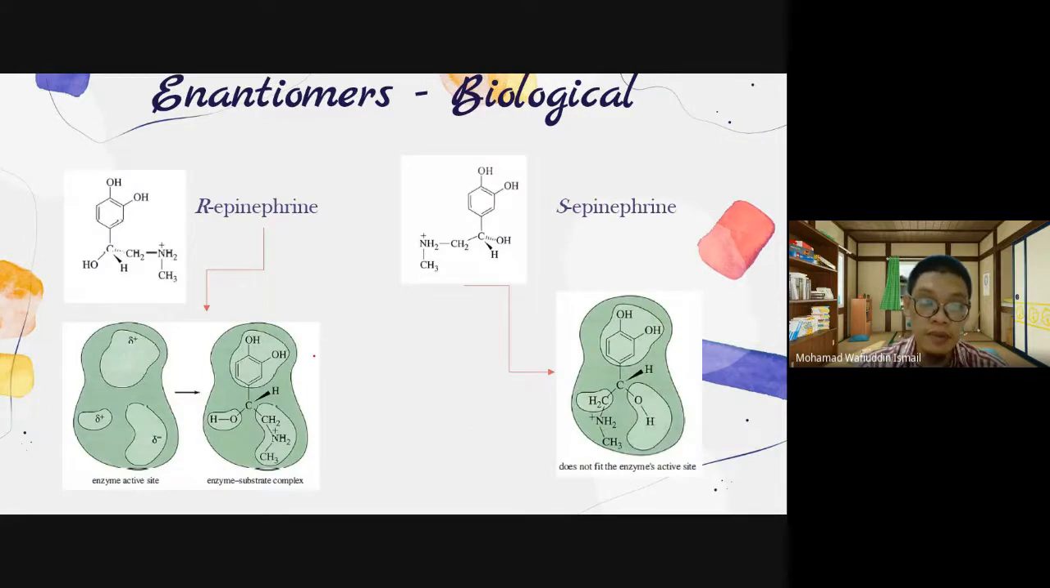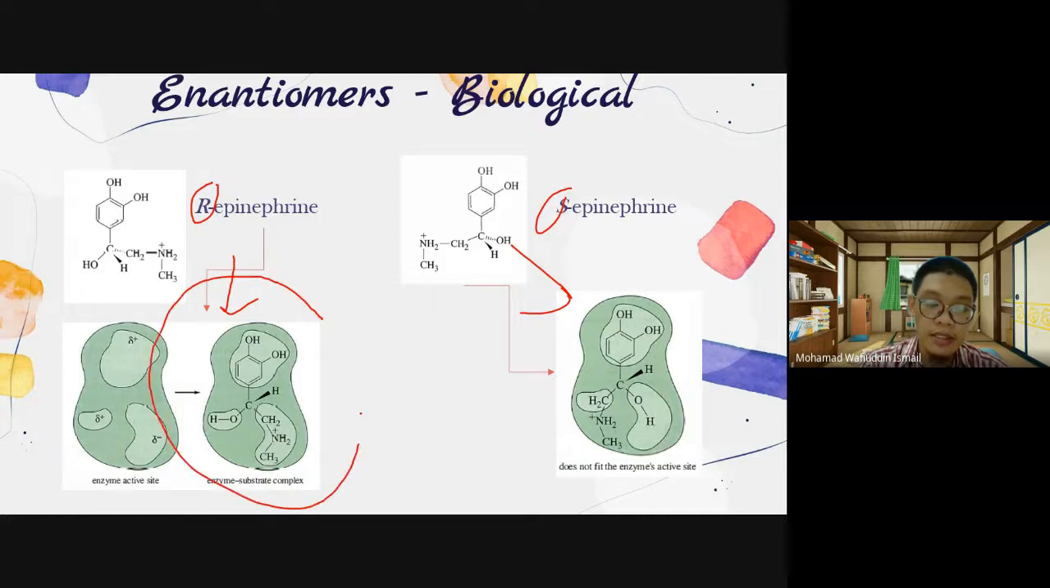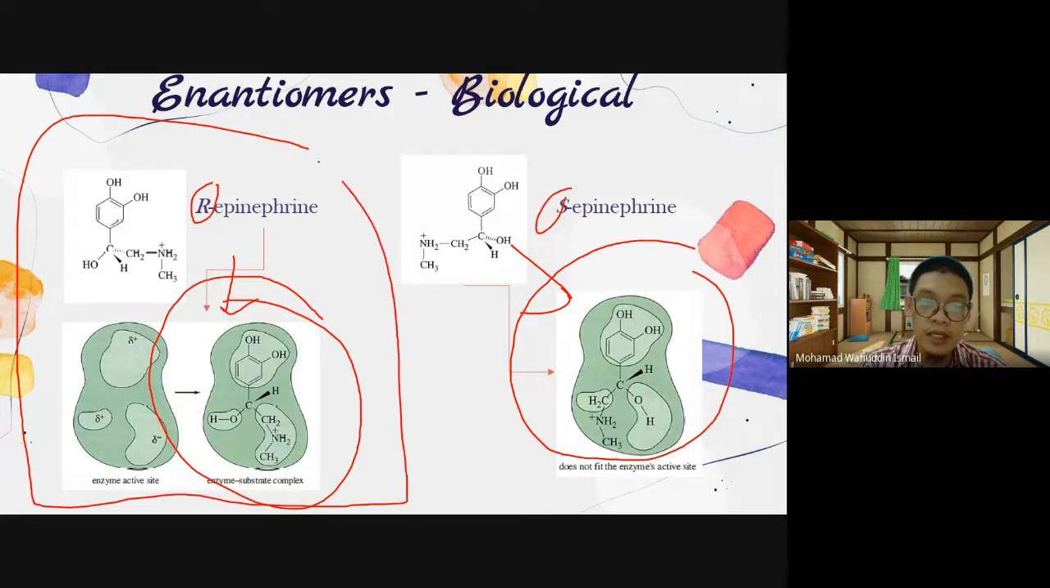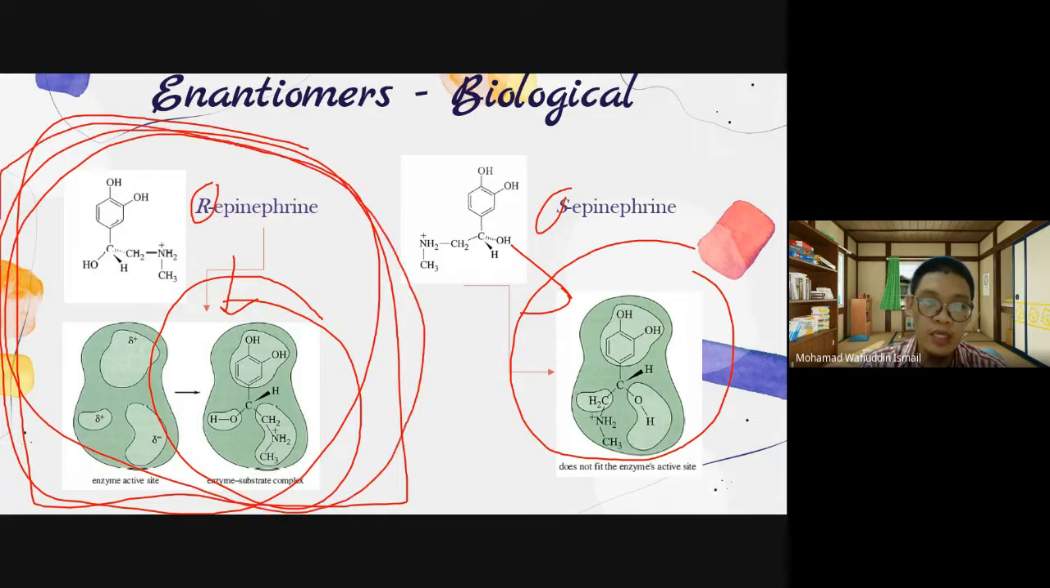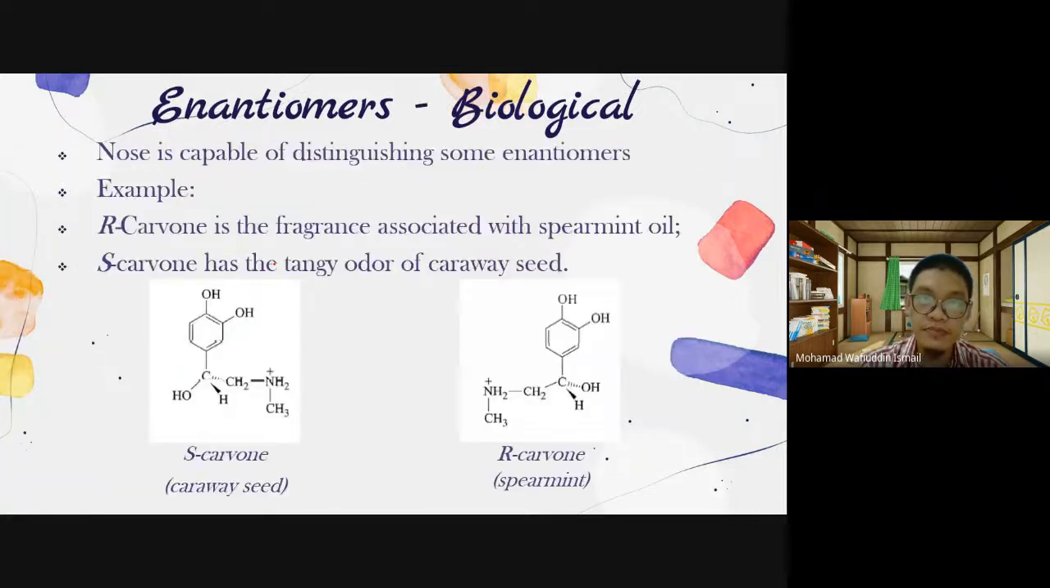This is an example. This is R-epinephrine and S-epinephrine. So this is R rotation and this is S rotation. In a biological system with an enzyme, basically the R is the active form. Meanwhile, the S is non-active. So for that particular biological effect, we only want R-epinephrine. That's the difference.